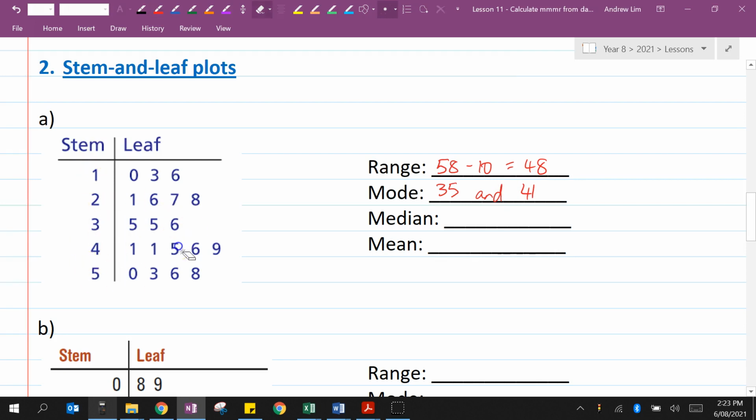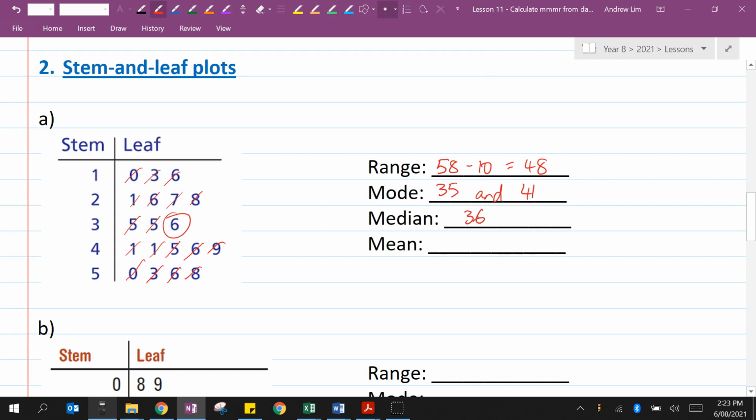Okay, median. Lowest, highest, lowest, highest. Let's go 1, 2, 3. 1, 2, 3. Lowest, highest. That's my middle score. 36.